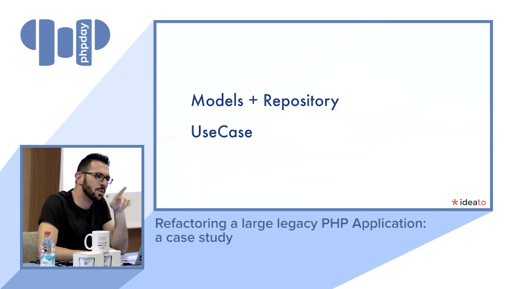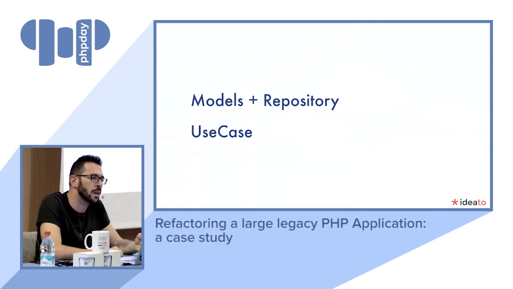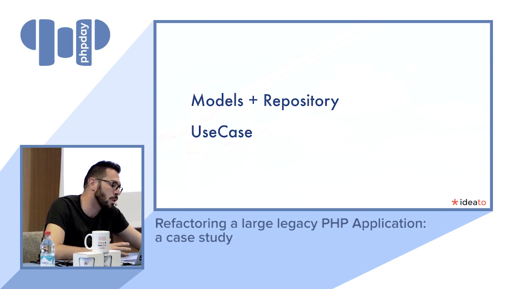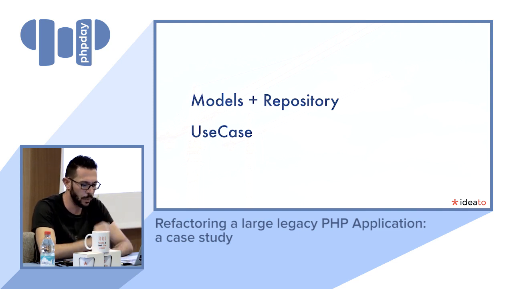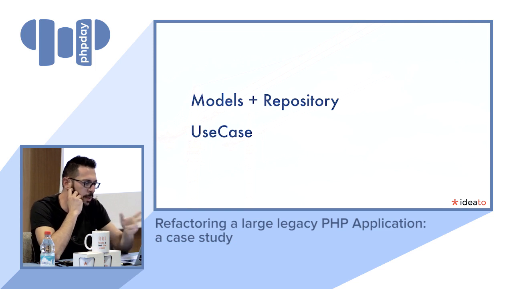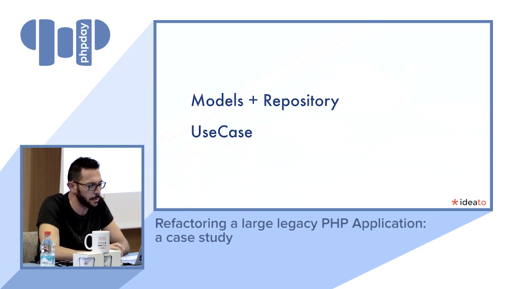So yeah, they're sort of like a service, but there is a difference. A service tends to accumulate different responsibilities. Most of the time, it ends up doing this. The use case is supposed to do only one thing. Okay. So we started to implement those patterns in this API.